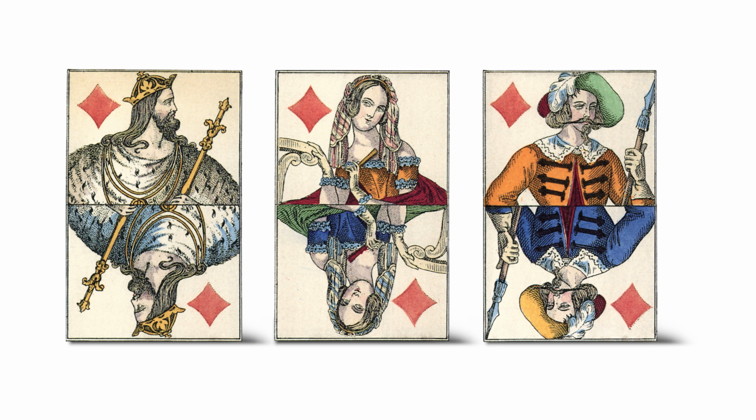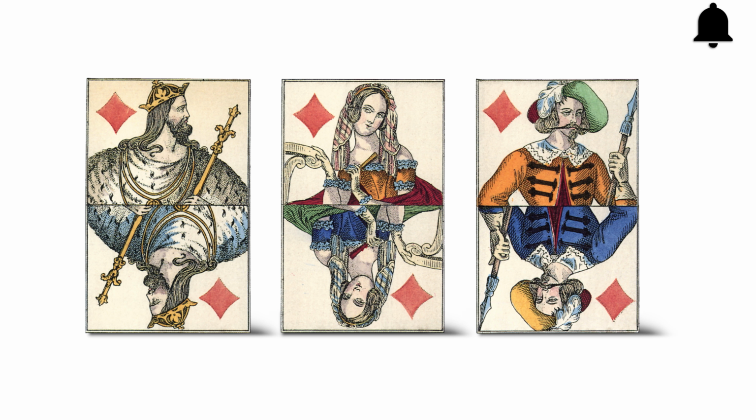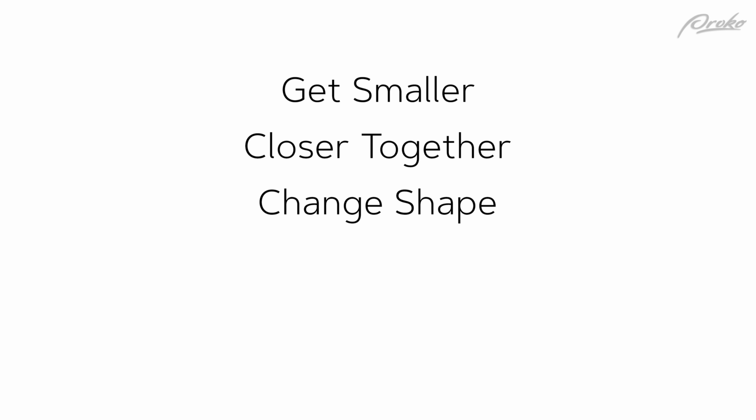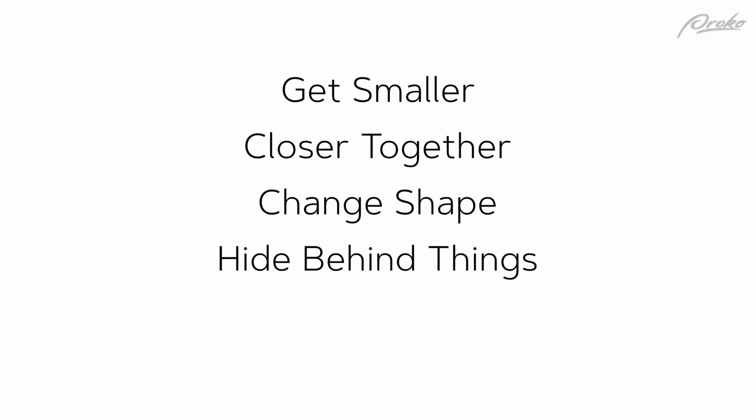Even before perspective became a science, artists noticed that when things go away from a viewer, they get smaller, closer together, change shape, hide behind other things, and fade. Let's take these one at a time and use technical terms, starting with diminution.